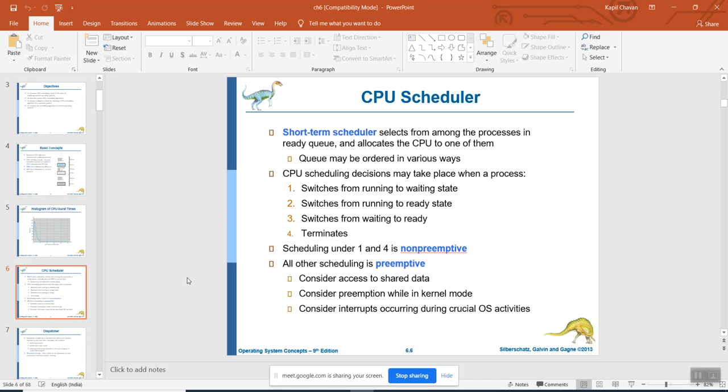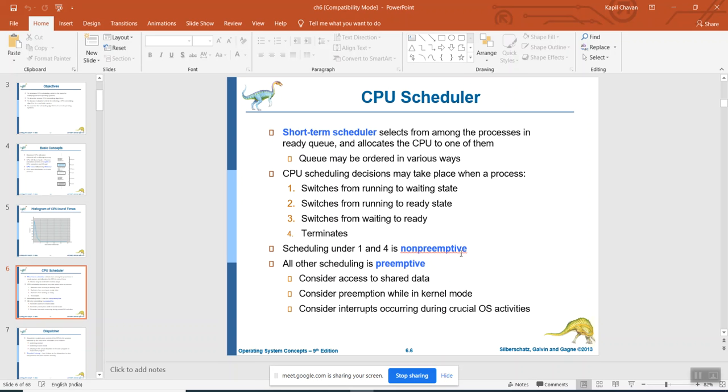The scheduling under 1 and 4 is nothing but the non-preemptive. Basically there are two types of processes in your system: the preemptive and the non-preemptive. What is the meaning of preemptive and non-preemptive? Preemptive processes are those that we can simply terminate and place into the ready queue.